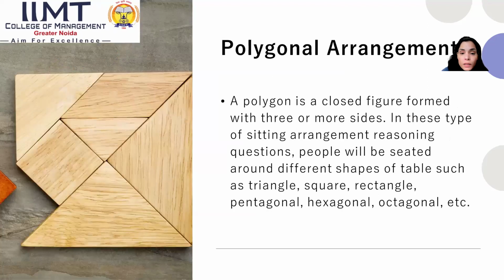Polygonal arrangement. A polygon is a closed figure, or it may consist of 3 sides, 4 sides, 5 sides, and so on. So, in sitting arrangement reasoning questions, people will be seated around different shapes of the table, such as triangle.